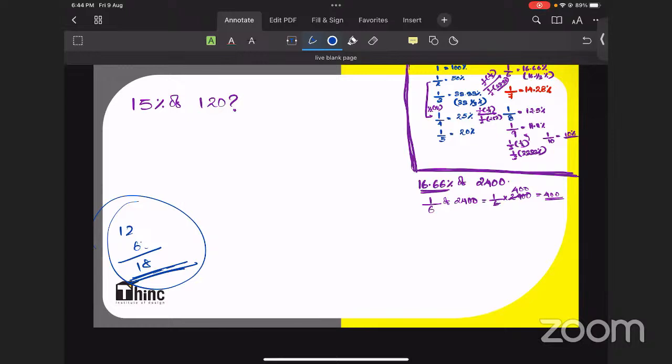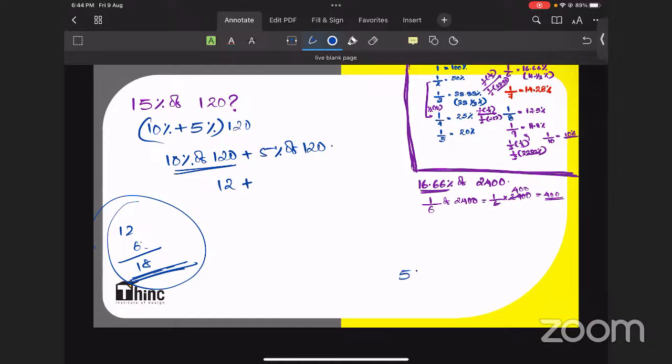I'll tell you. 15% means 10% plus 5%. That is 15% of 120, so it becomes 10% of 120 plus 5% of 120. 10% of 120 means just remove a zero, that is 12. 5% is half of 10%, so half of 12 will be 5%, which is equal to 6. So 12 plus 6, 18.